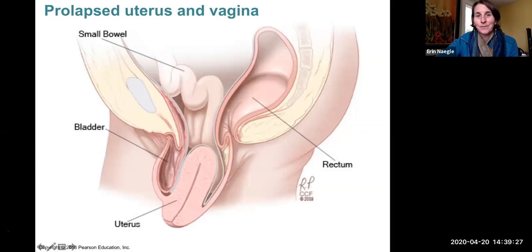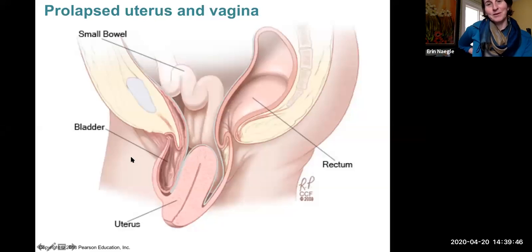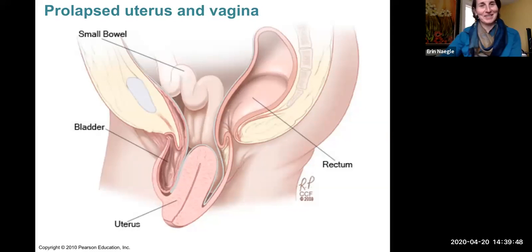I'll give you a moment. So this is called a prolapsed uterus and vagina, meaning, oops, that should be prolapsed uterus and, well, vagina and bladder is what I meant to write there. So many things to get right. Okay, just trying to give you examples of moving forward through mistakes.